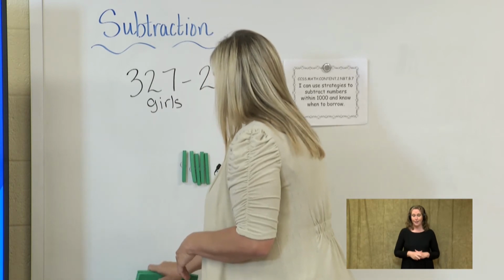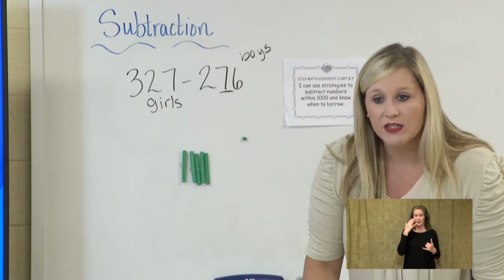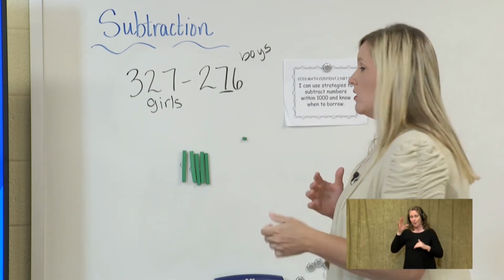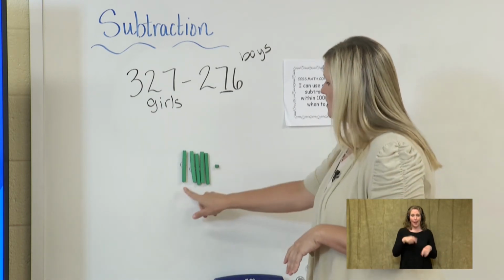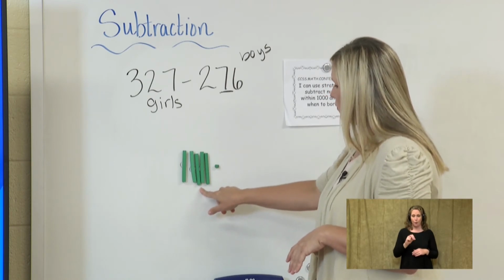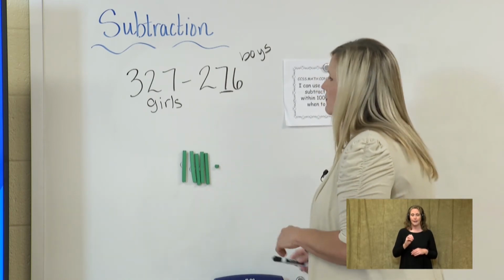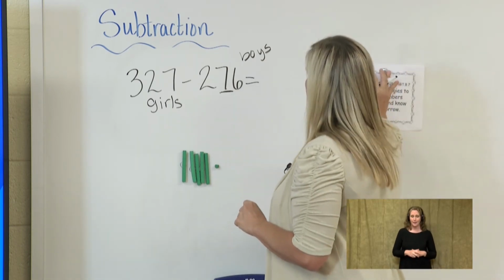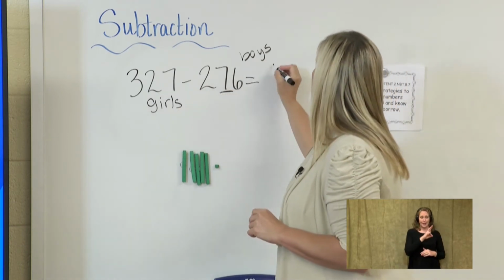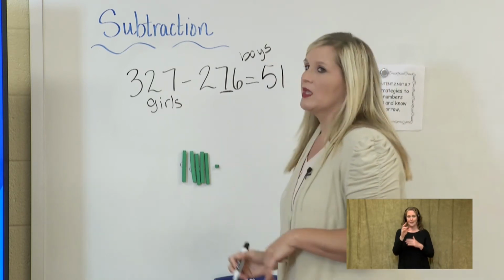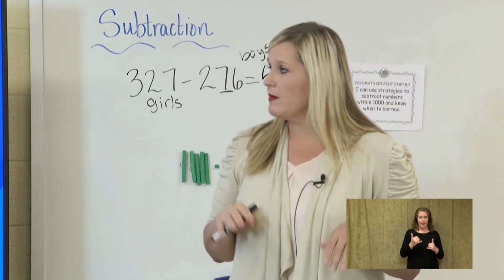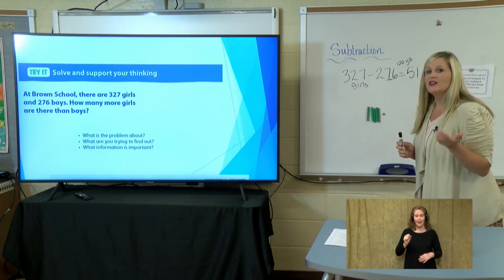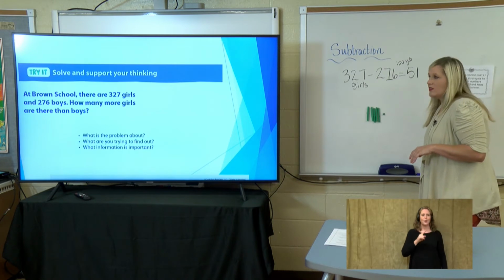All right, so now we know the difference between the amount of boys and girls. We know how many more girls there are than boys. Let's see what we have left. 10, 20, 30, 40, 50, 51. So the answer to the problem, the difference between 327 and 276 is 51. So now, can we answer that problem? How many more girls are there than boys? Yes, there are 51 more girls than there are boys.